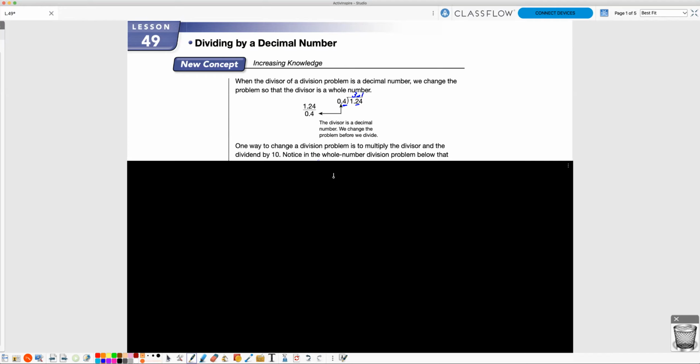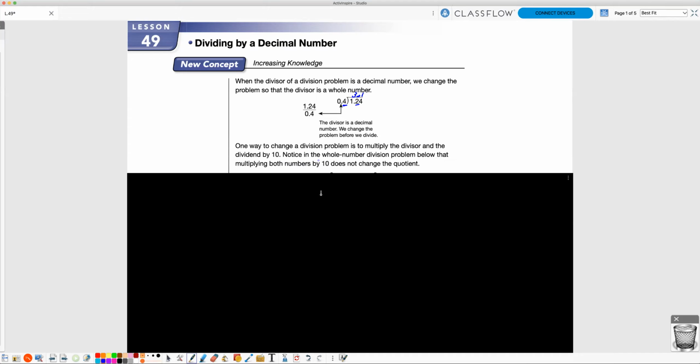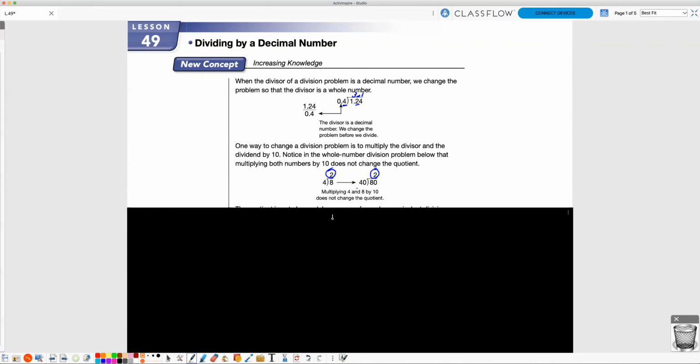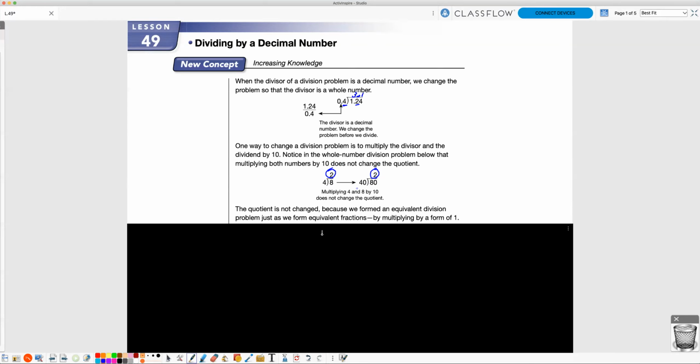So just notice, in the whole number division problem below, that multiplying both numbers by 10 does not change the quotient. So for example, 8 divided by 4 is 2. Well, 80 divided by 40 is also 2. You can see that multiplying both numbers by 10 doesn't change the answer to the division problem. So multiplying 4 and 8 by 10 doesn't change the quotient. The quotient is not changed because we formed an equivalent division problem, just as we form equivalent fractions by multiplying by a form of 1.